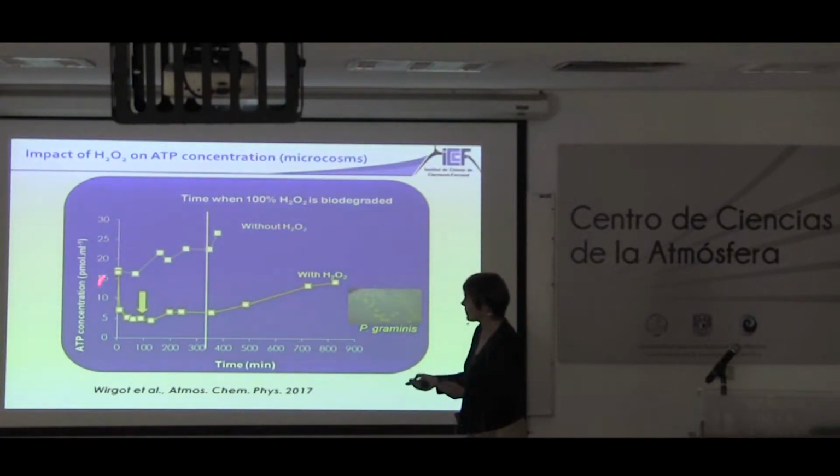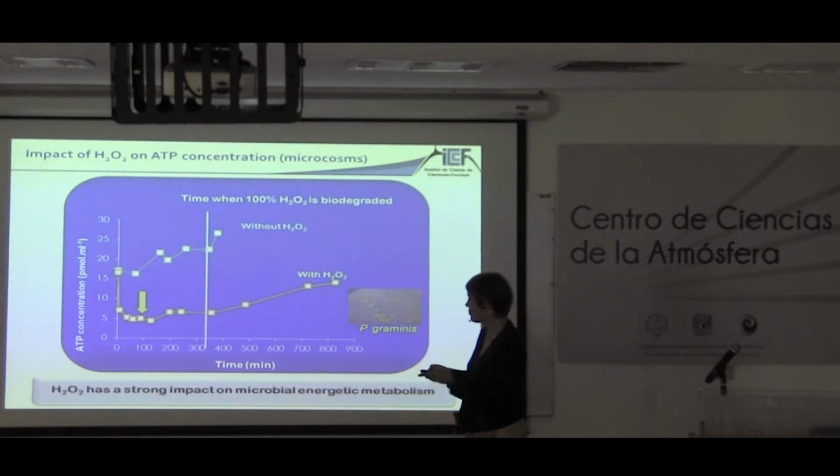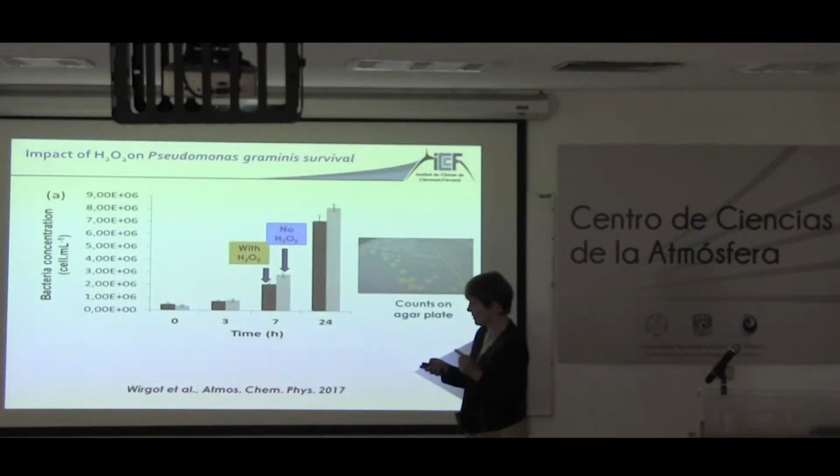So we look at different time sampling to see what happens to the cell. When it drops down, does it mean they are dying? So we look at the cell number. This shows that it has a strong impact on the metabolism of the cell. But if you look at the number of cells, at each time point you sample your bacteria, you put them on a petri dish like this, and you count the number of cells. One cell will give one colony. So it will give you the number of cells over time.